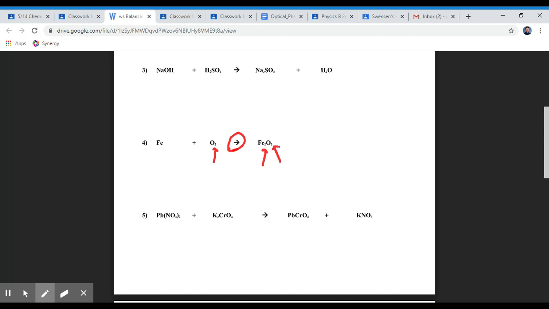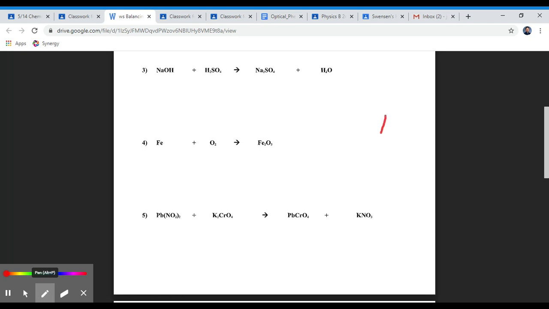But what we can do is change the number of molecules. We can't change those little tiny numbers that are already in there, but we can add in numbers, or coefficients, in front of every single one of these. So I could put a 4 in front of this, or I could put a 2 in front of this. Those are the kinds of things I can do. My whole goal is to get the whole equation balanced.